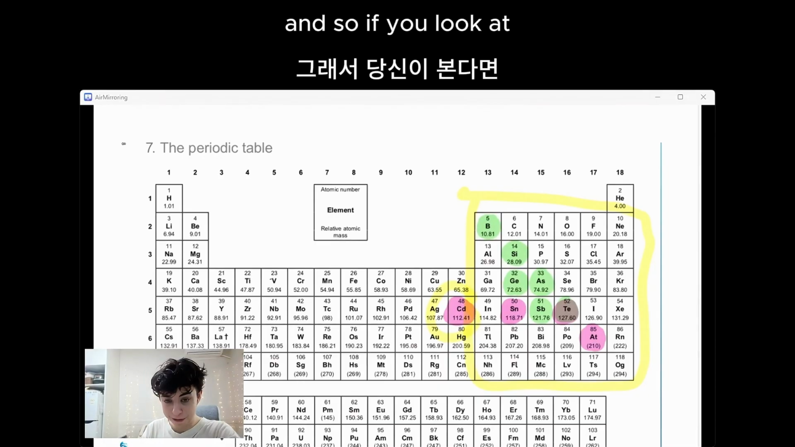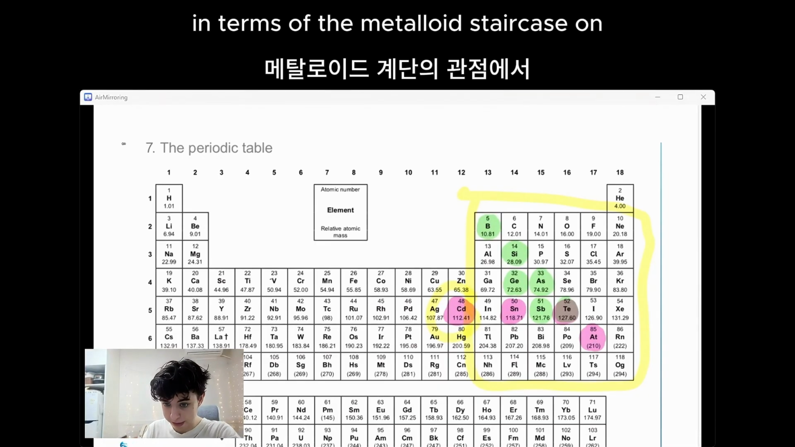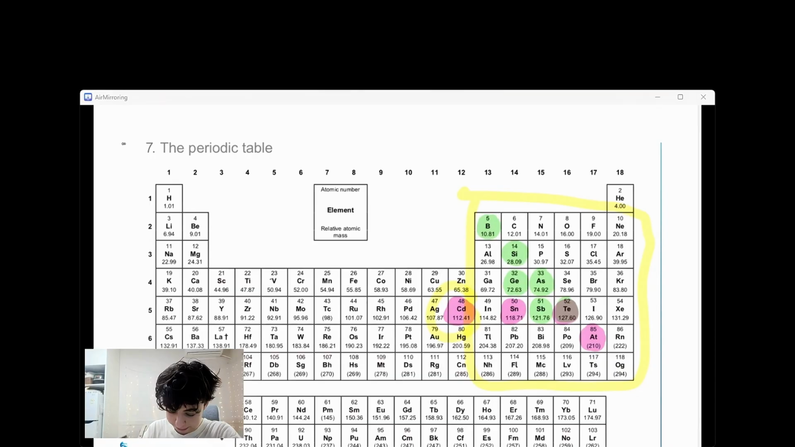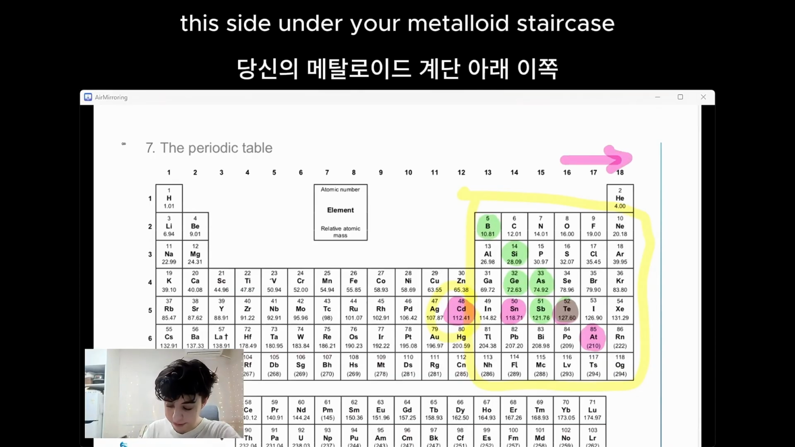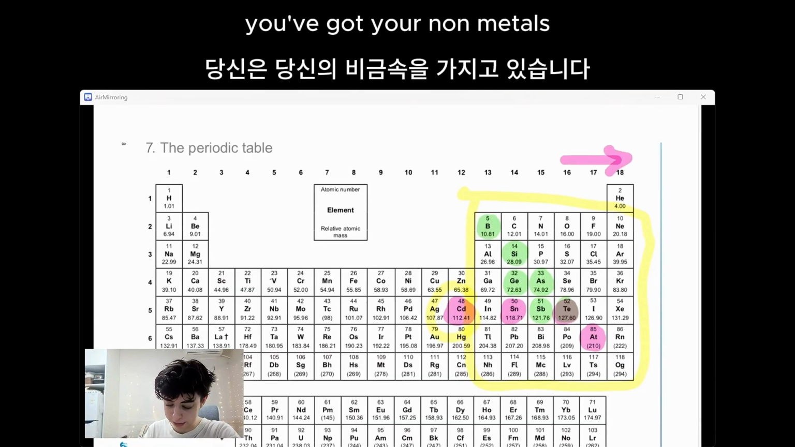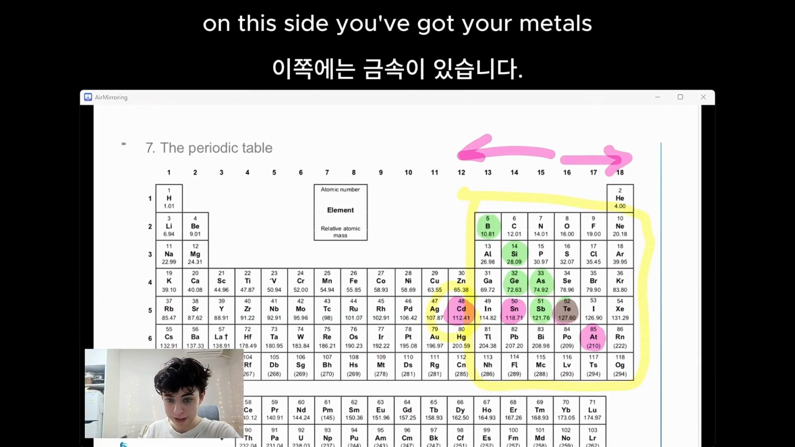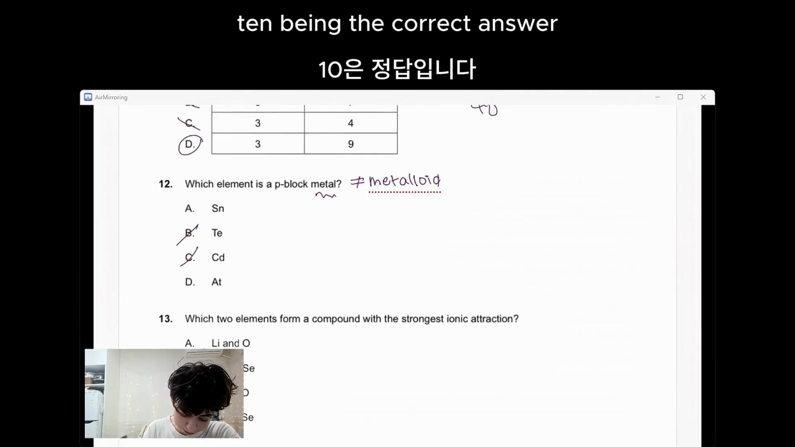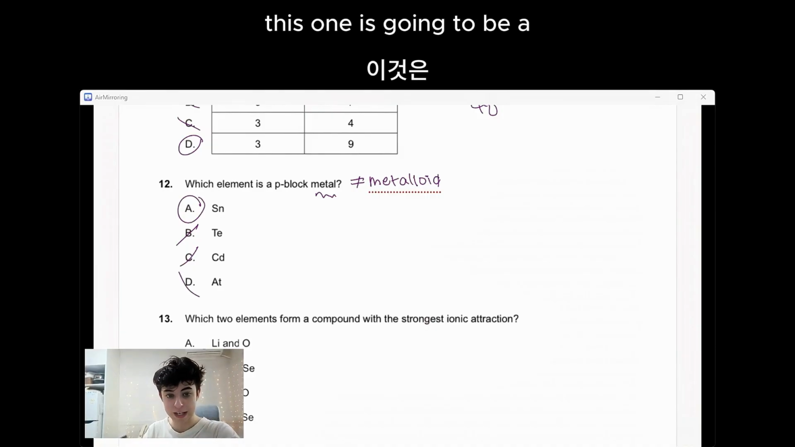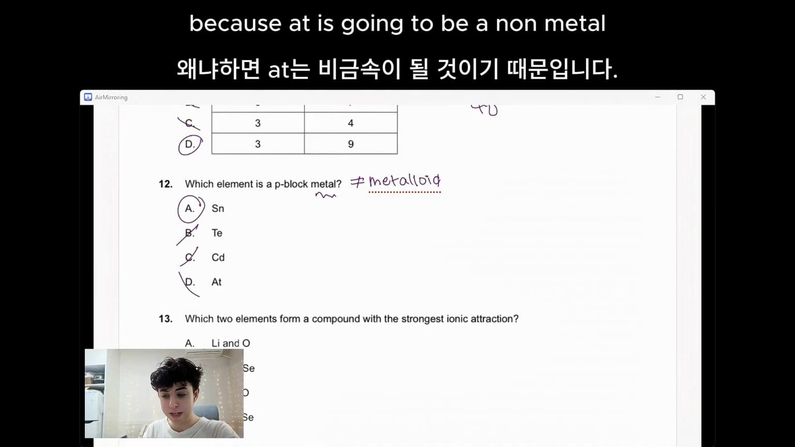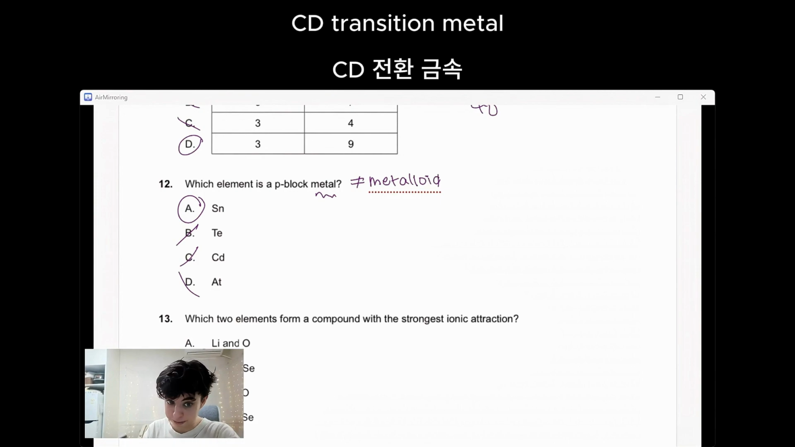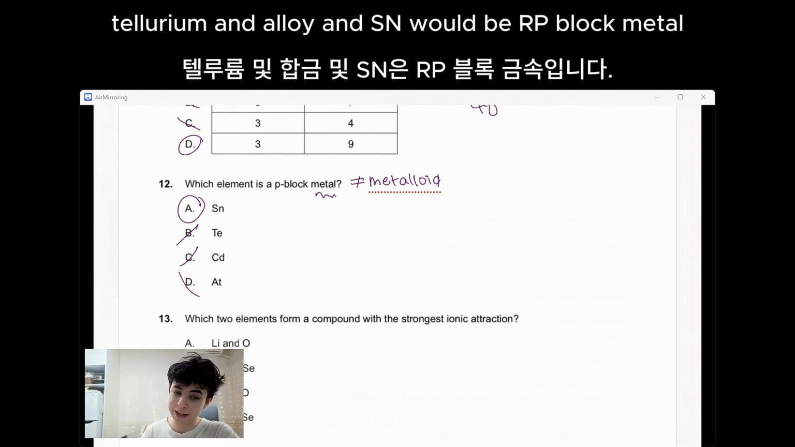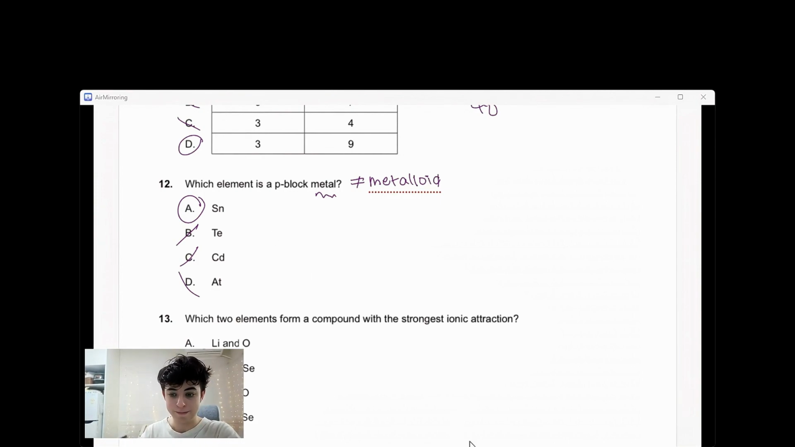And so if you look at the metalloid staircase, on this side of your metalloid staircase you've got your nonmetals. On this side, you've got your metals. And so it does lead us to Sn being the correct answer. And so the correct answer, this one is going to be A, because At is going to be a nonmetal, Cd a transition metal, tellurium a metalloid, and Sn would be our p-block metal.